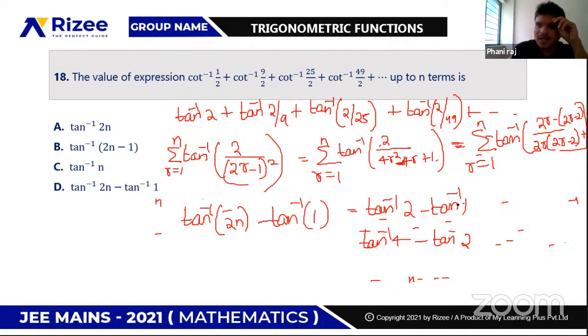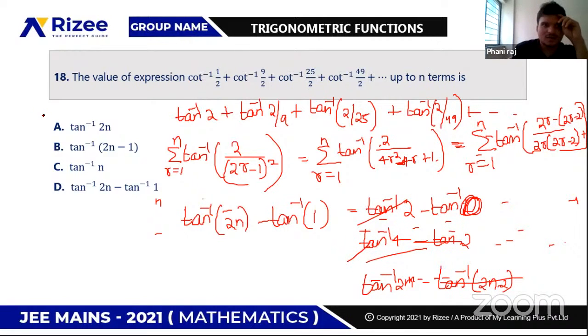Tan inverse of 2 minus tan inverse of r. Oh, 0, 0. So on. So tan inverse of 2n minus tan inverse of 2n minus 2. You see, all of these will get cancelled. This will get cancelled. So tan inverse of 2n minus tan inverse of 0. Tan inverse of 0 is 0. So the answer is tan inverse of 2n.